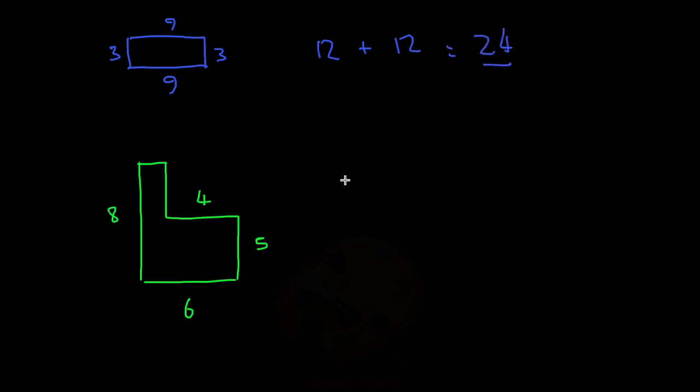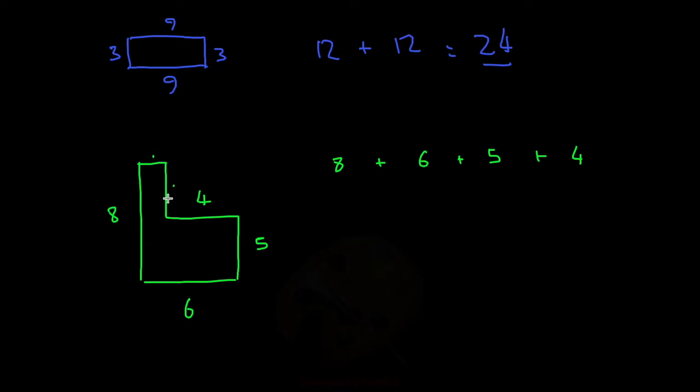Let's do a harder example now. So we have this weird looking shape and we need to find the perimeter of it. So let's start by adding up all the sides that we are given. So that's 8 plus 6 plus 5 plus 4. But we're not given this side or this side, so we need to find them. So let's start by finding this side.